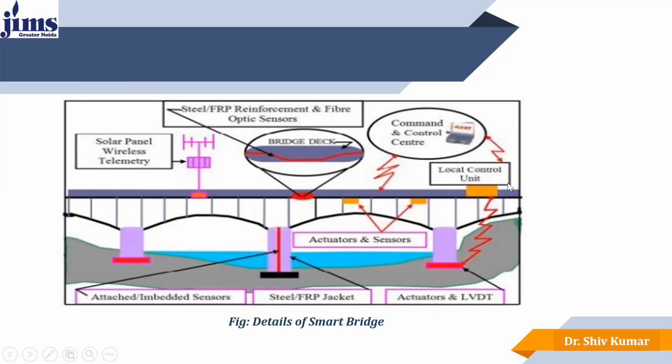Here you can see the local control unit, which is connected to the command center. And this is the bridge deck. Here we can see the solar panel, wireless telemetry, steel FRP reinforcement and fiber optic sensors. All these things make the bridge smart. By the application of these smart materials, we can make a smart building or a smart structure.